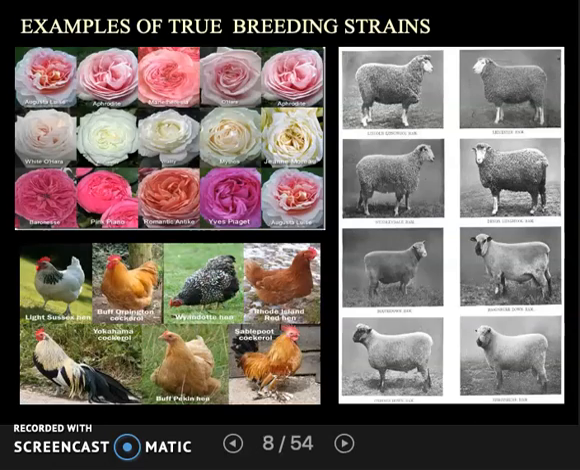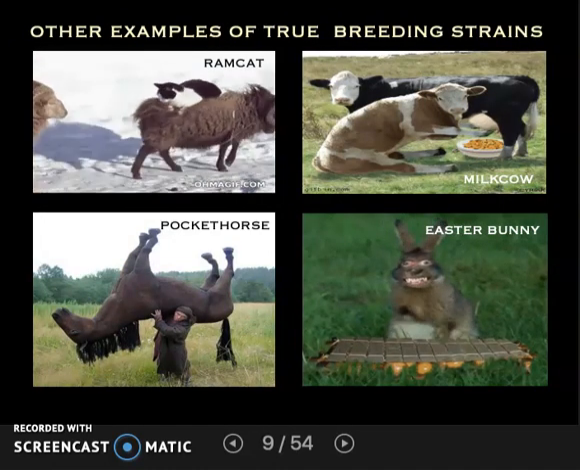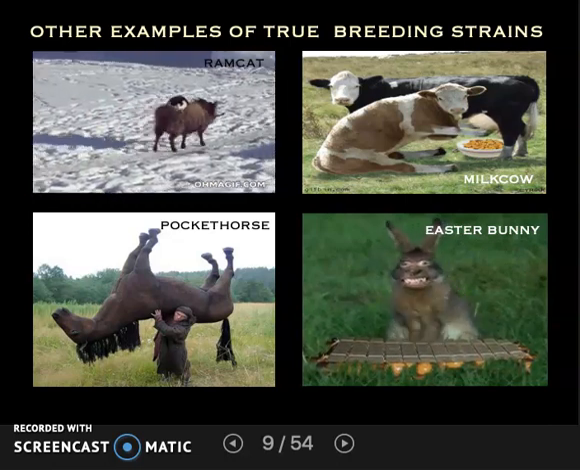There's all kinds of strains of roses and strains of chickens and strains of sheep, all with cool names. Which one's your favorite? How about here? Is it the ram cat, the pocket horse, milk cow, or the Easter bunny?